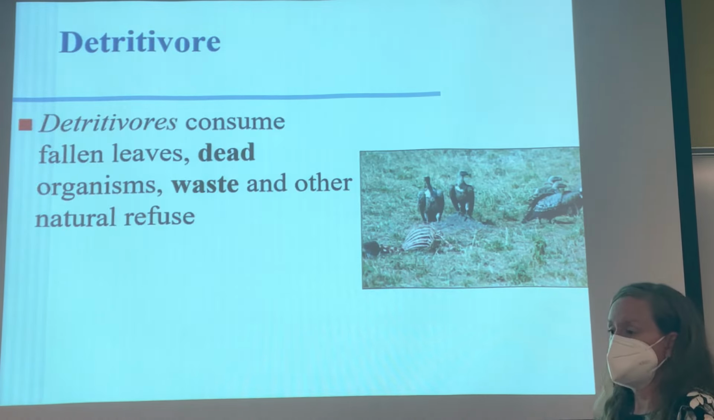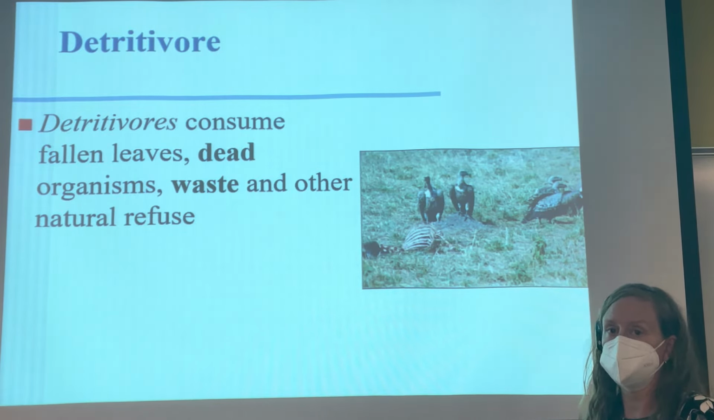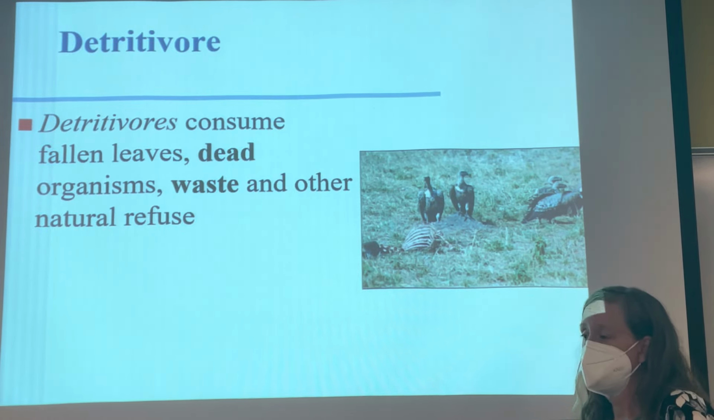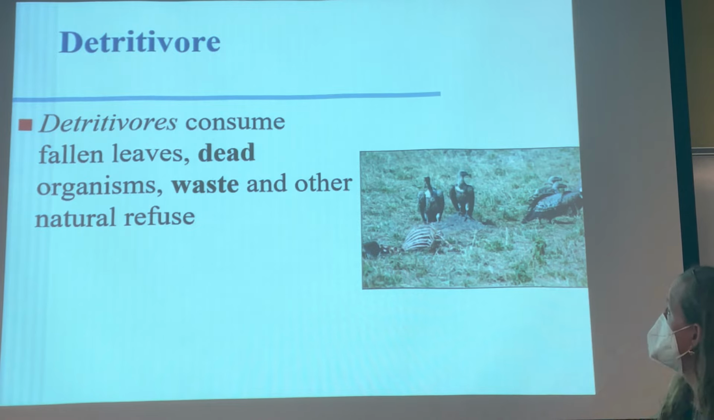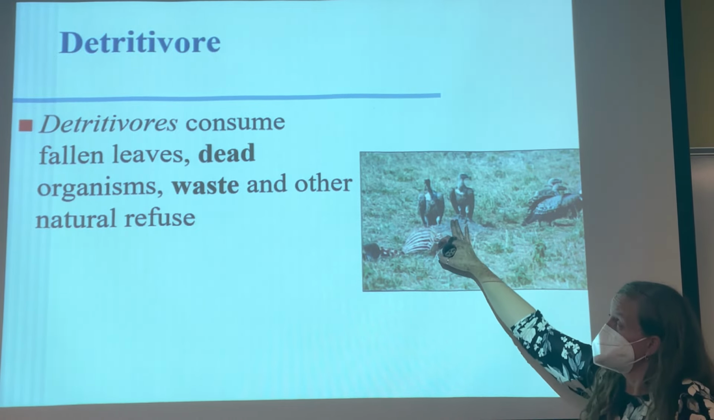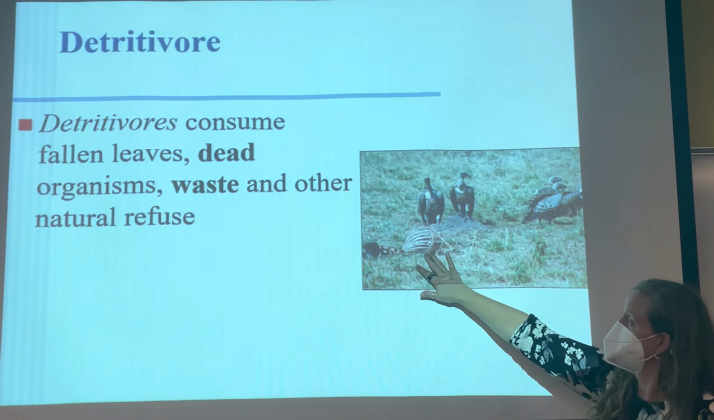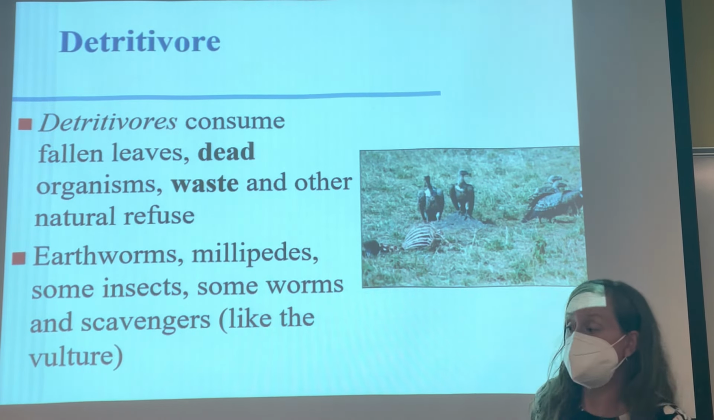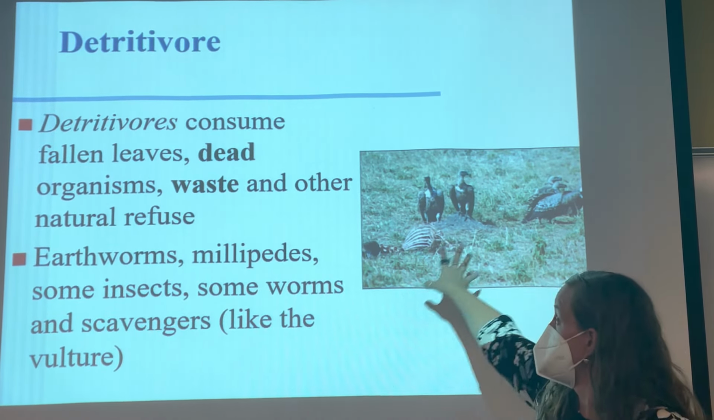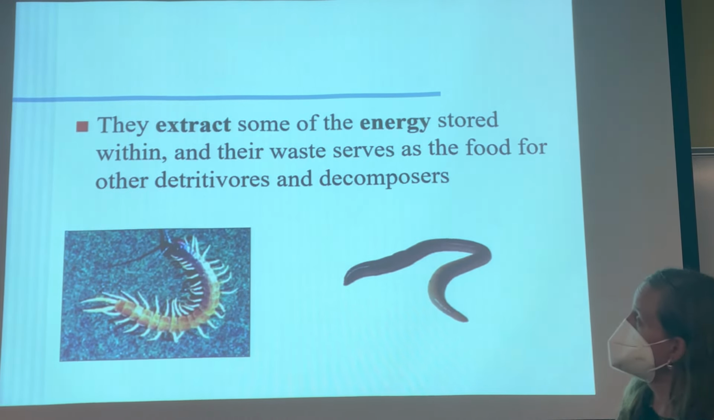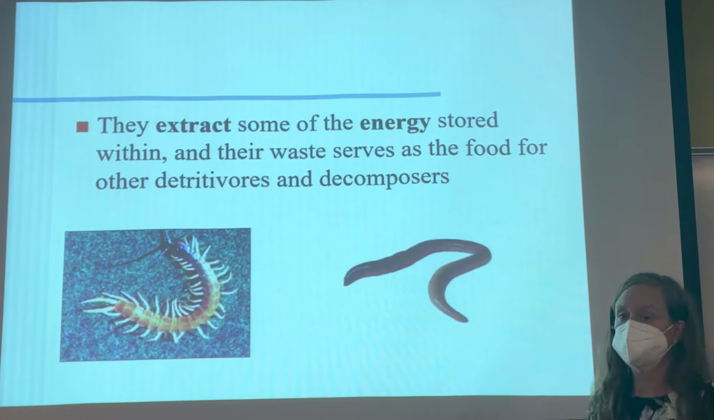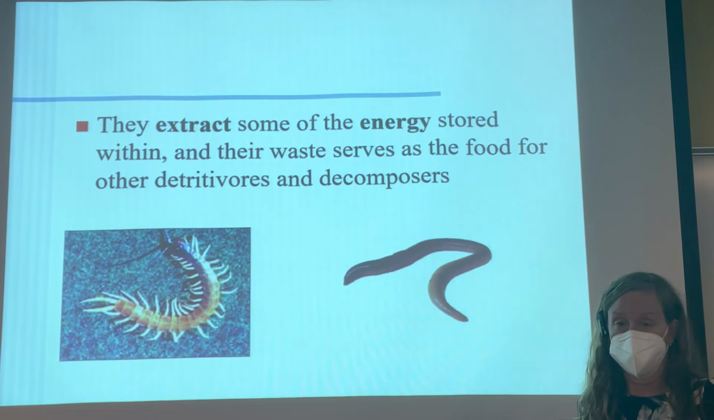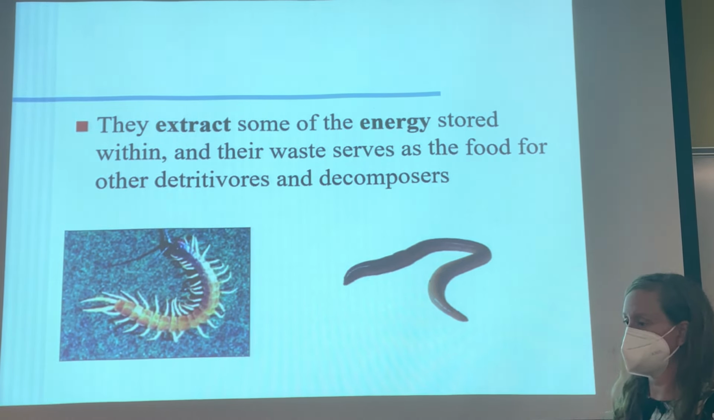A little bit about detritivores. Detritivores consume things like fallen leaves, dead organisms, the waste of other organisms, and other things that are just kind of in an ecosystem. Some examples are turkey vultures, which we see in our area. They will eat dead things. Others are earthworms, millipedes, insects, other worms, or other scavengers. So these organisms can take the energy that they need from those dead things, and then they make the nutrients available back to the system. So they're really important.